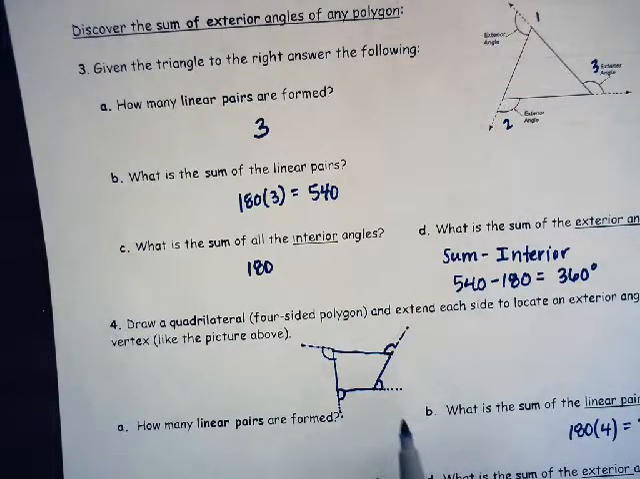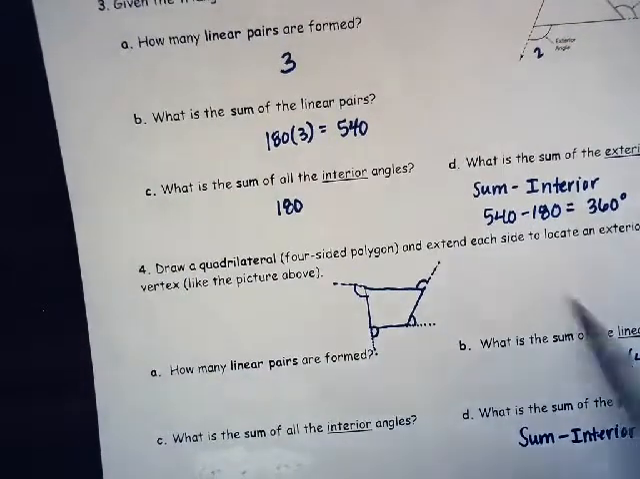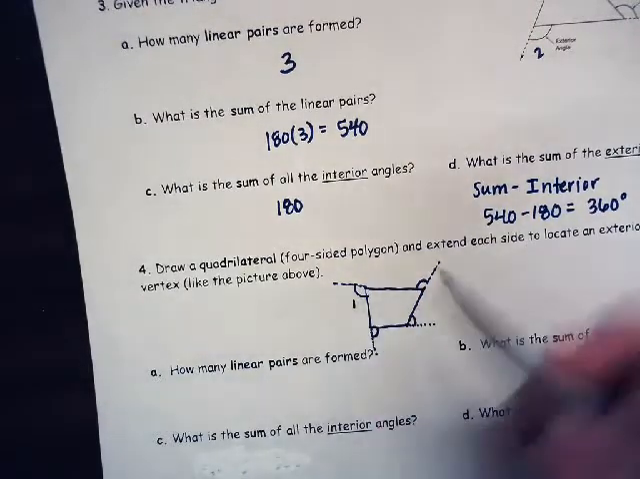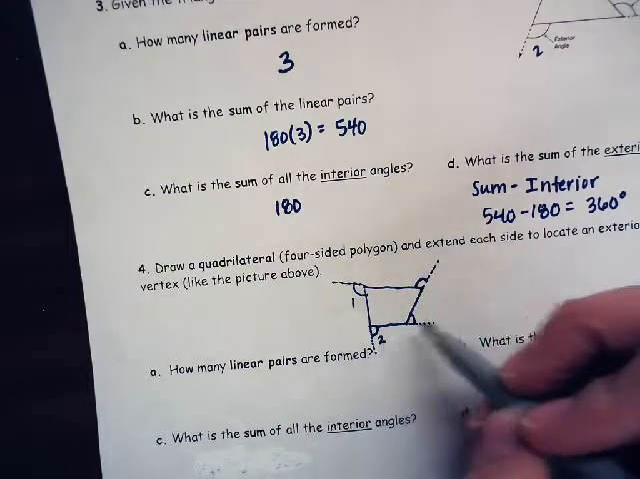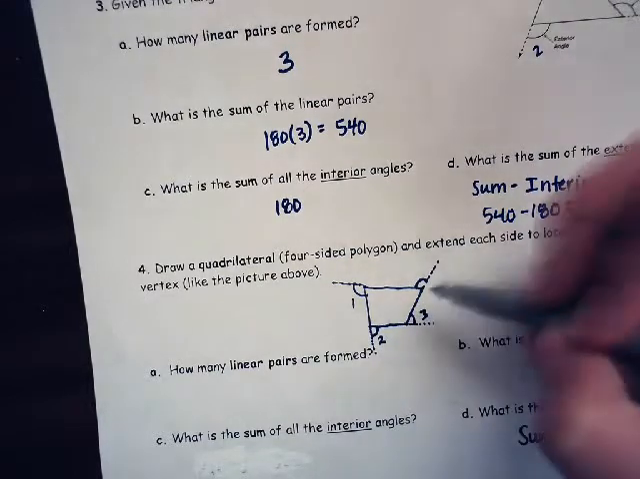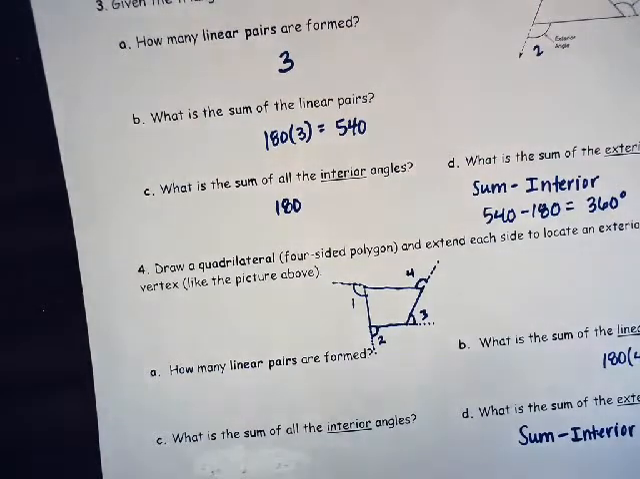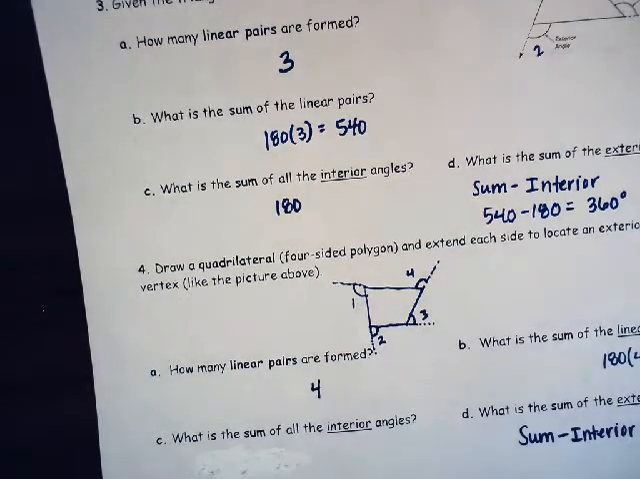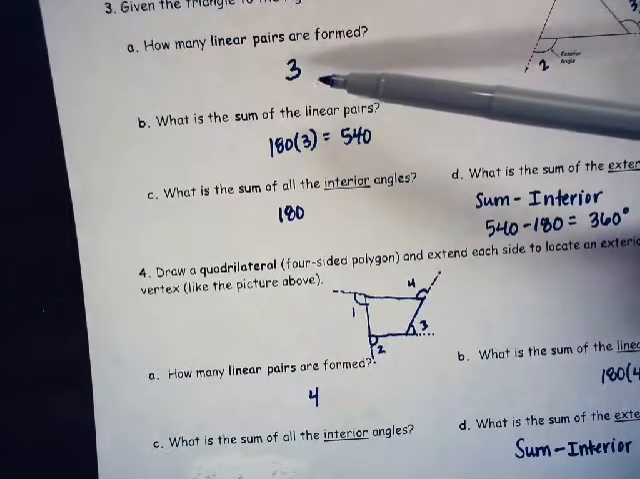Hey, and your four-sided polygon might look a little bit different than mine, and that's okay. First of all, how many linear pairs are formed? Well, here's one. Those both lie on a straight line, so there's one. Here's another one right there, so there's two. Here's another one, so there's three. And here's one more, four. So on a four-sided polygon, I have four linear pairs that are formed. Okay, on a three-sided polygon, I had three linear pairs that are formed.